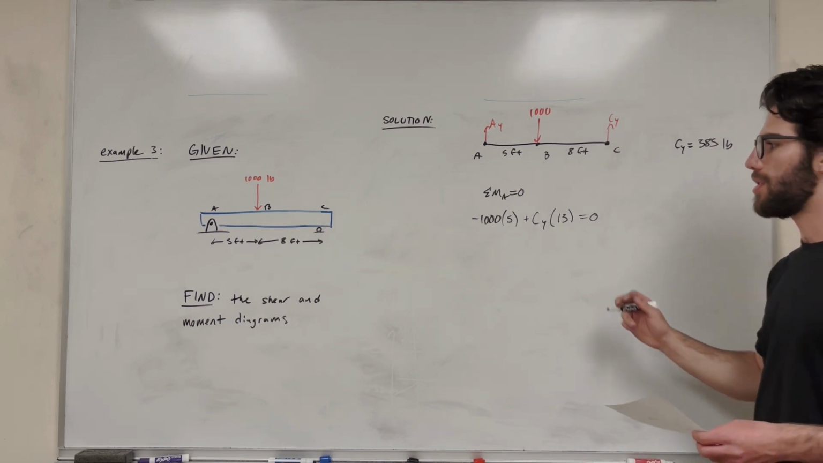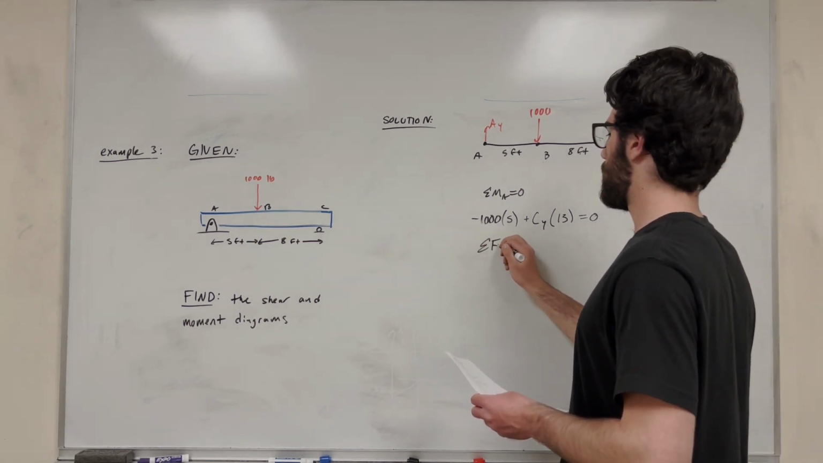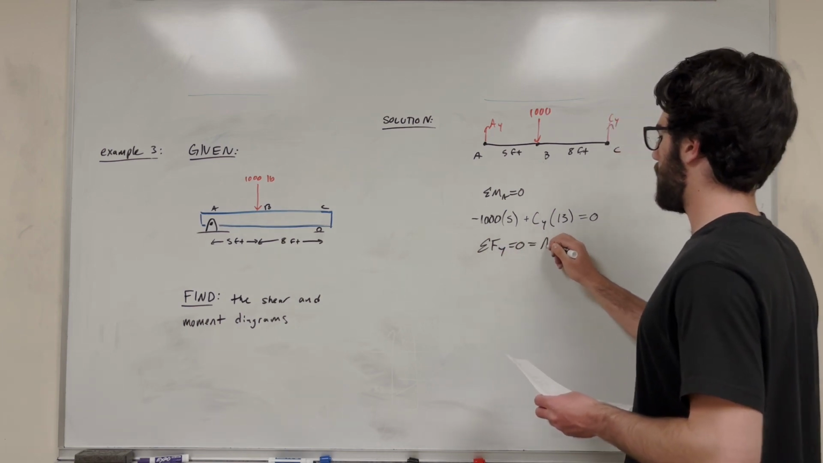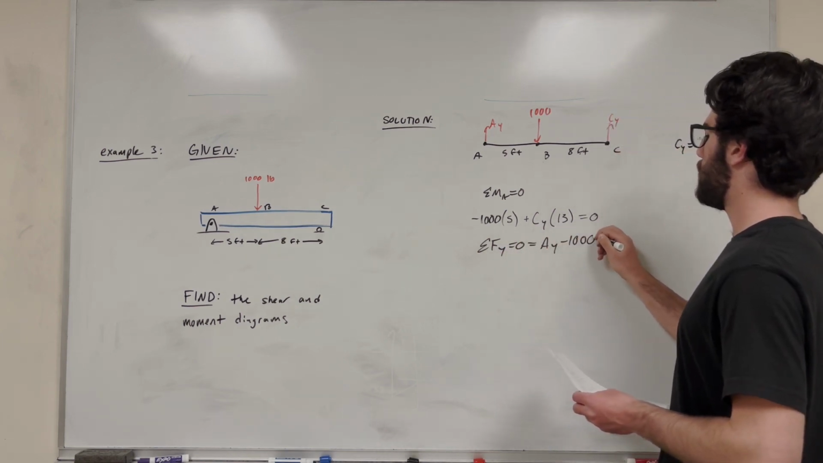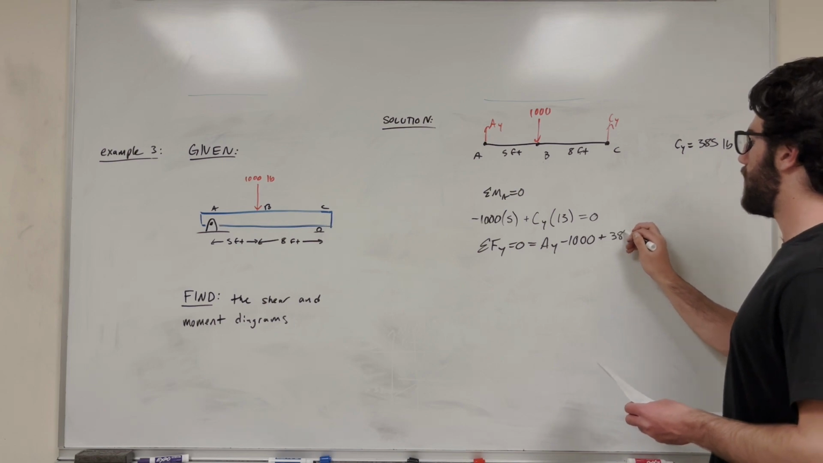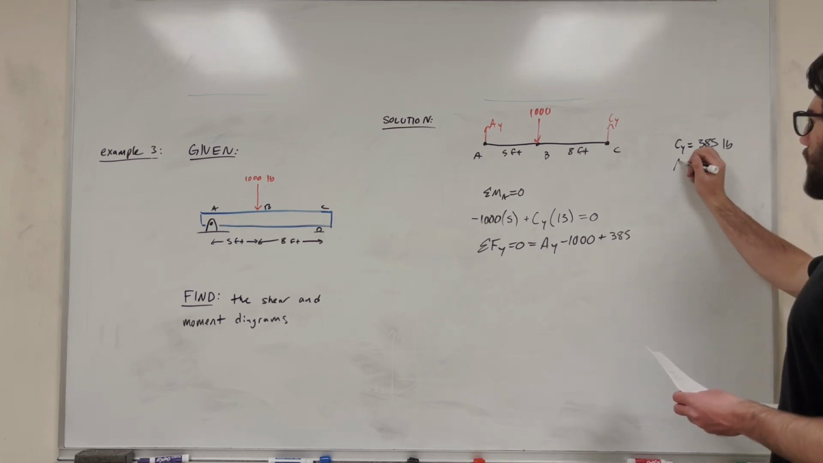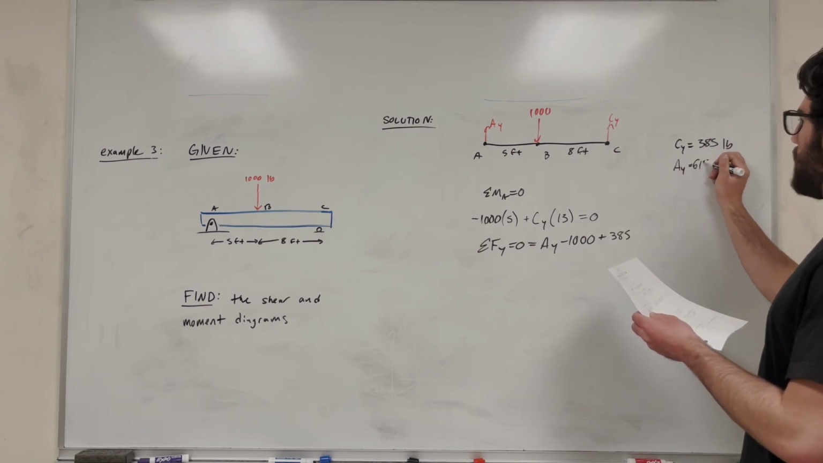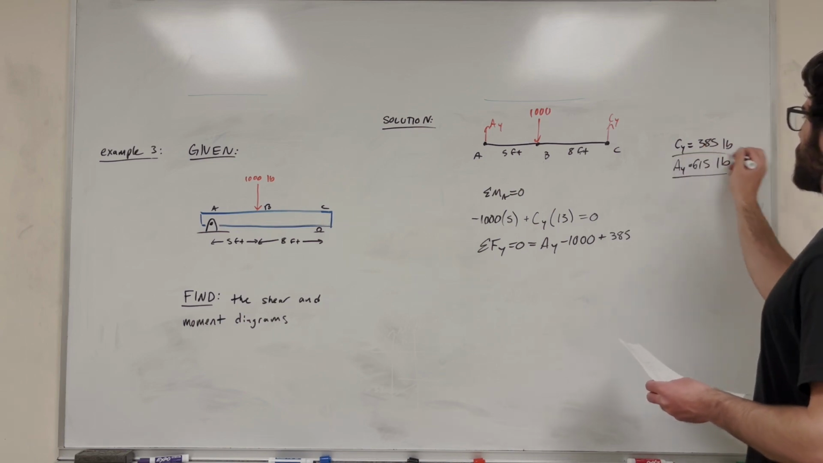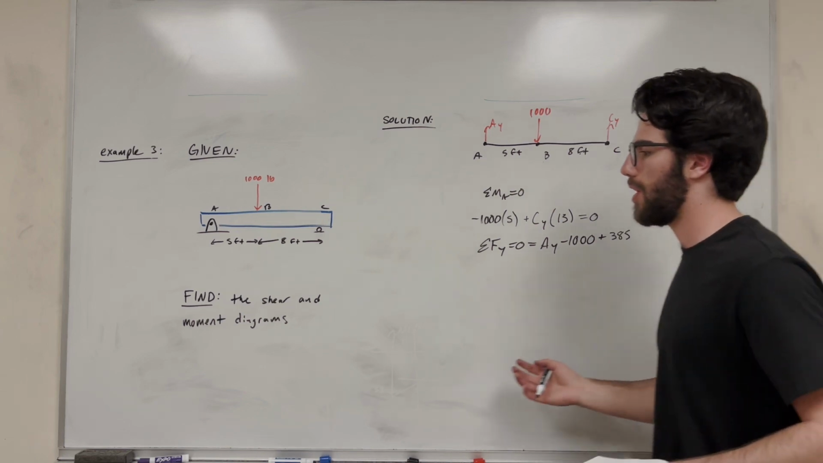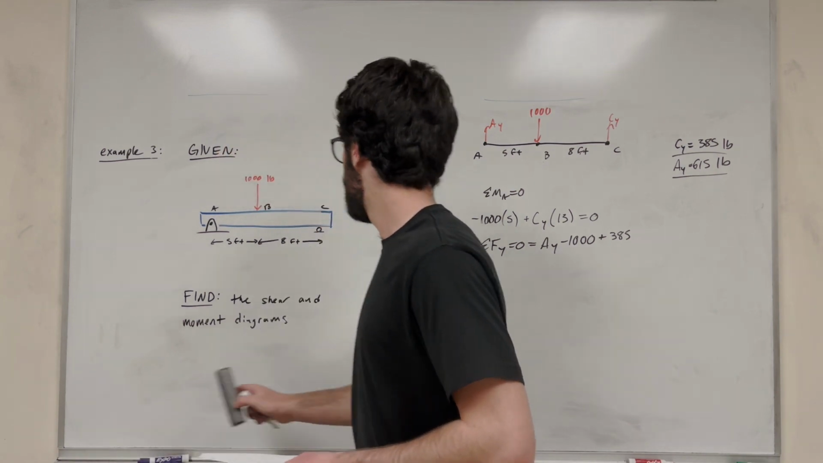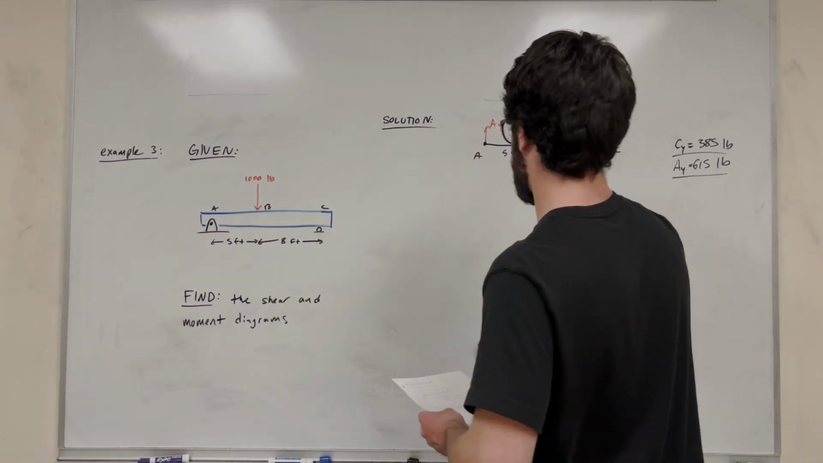Then if you do the sum of the forces in Y equal to 0, you're going to get A of Y minus 1,000 plus C of Y, 385, is equal to 0. You get that A of Y is equal to 615 pounds. So these are good numbers to find. Now we're going to go ahead and take a cut. We're going to need to take 2 cuts, like I said earlier.